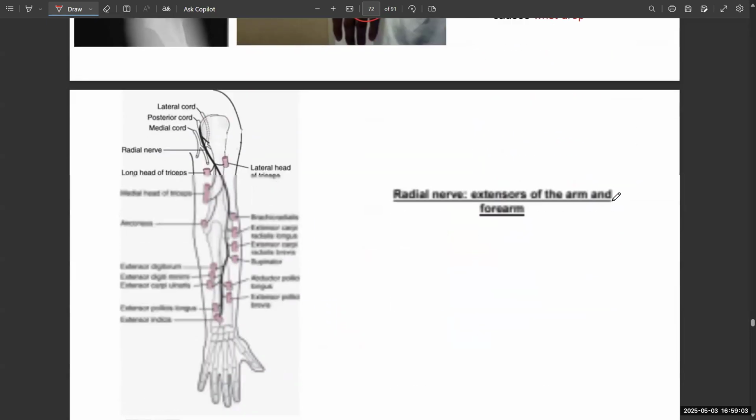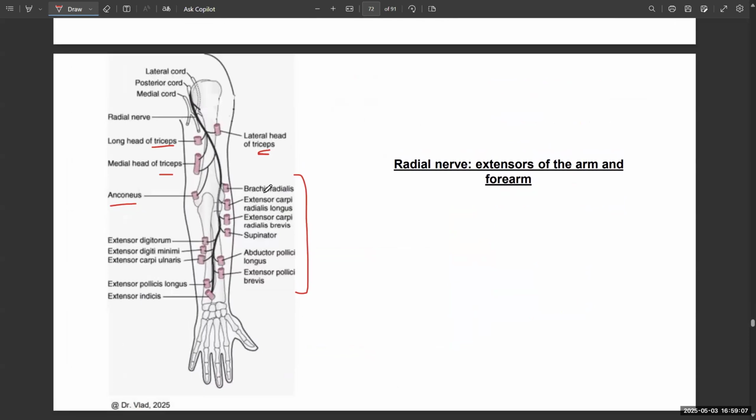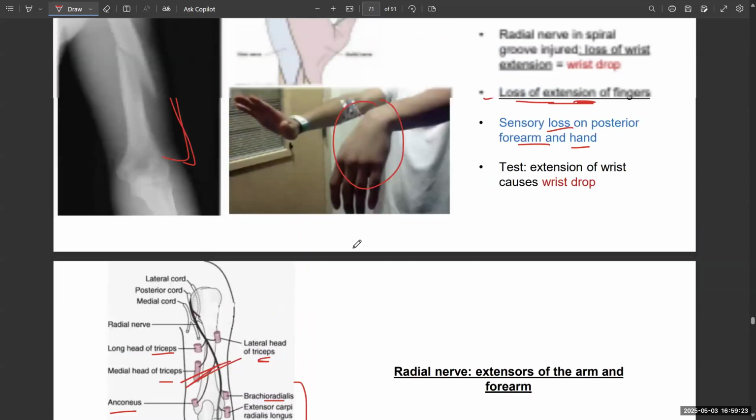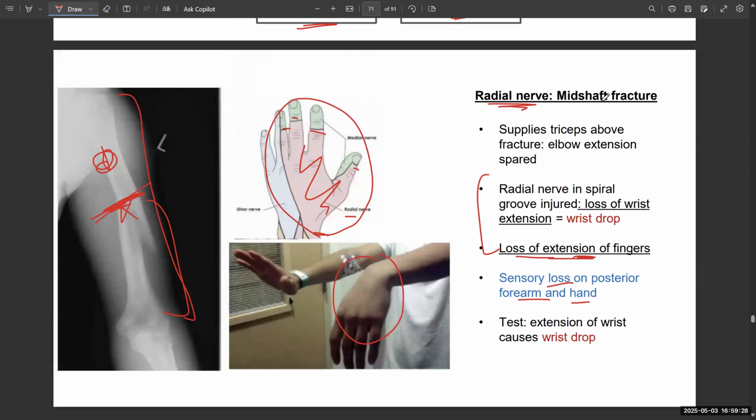Loss of extension of fingers, so let's go look at that. Now, if you look here, you have the brachioradialis, the extensors, the supinator, extensor digitorum, extensor digiti minimi, extensor carpi ulnaris, extensor pollicis, extensor indicis. So all the finger extensors are also going to be paralyzed if you cut off the humerus from here, okay? And the test, of course, we just talked about this, for midshaft fracture and injury to the radial nerve is the wrist drop.